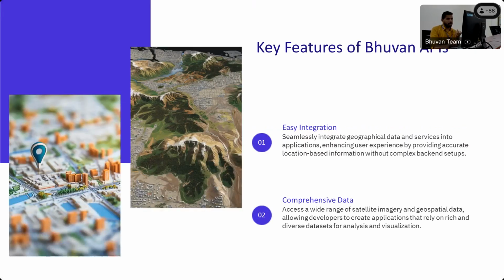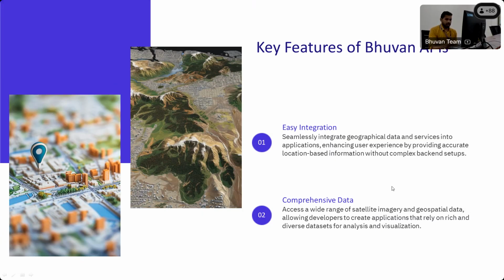Now, looking into the key features of Bhuvan APIs: the first is easy integration. This is very simple. You have to call this URL, passing the inputs and the token, and you will get the output. It also gives comprehensive data, a wide range of satellite imagery and geospatial data. If we talk about the satellite web services, visualization will all be there, whether it is web map service or satellite-based services on the map.